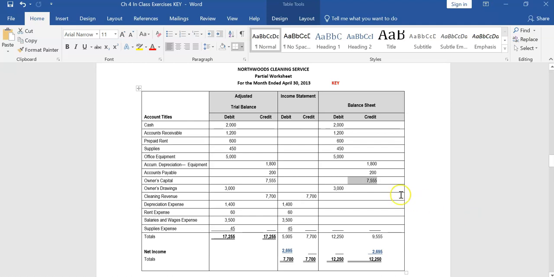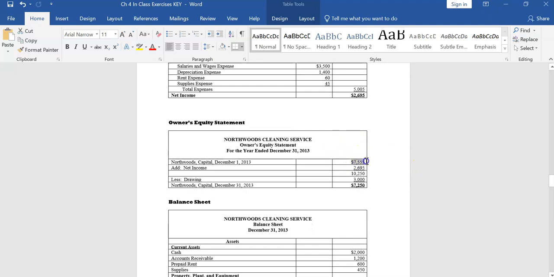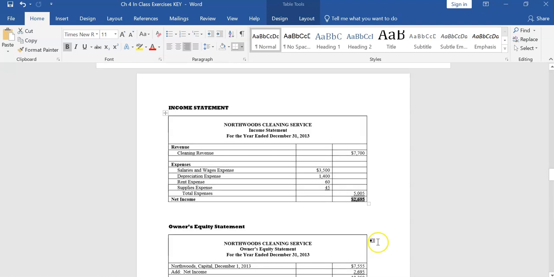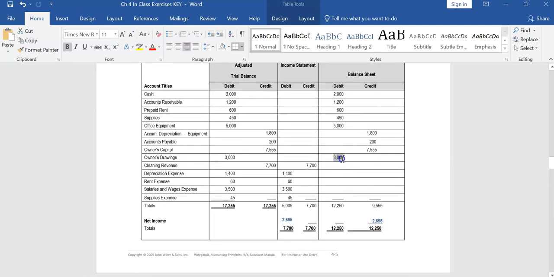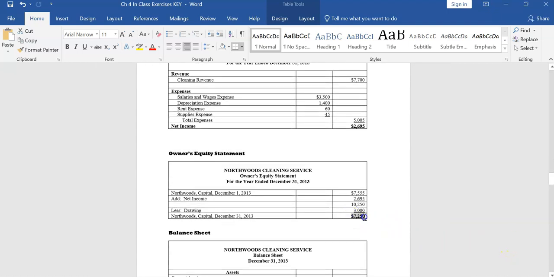The beginning of the year, we started with $75.55 and nothing has been recorded in there to change it during the year. So we start with $75.55. Owner's capital is increased by the amount of net income. Our net income comes right out of our income statement, which is why we prepare the income statement first. We have a subtotal here. Then we subtract out drawings. And here's the owner's drawings, $3,000, leaving us with an ending capital of $72.50.